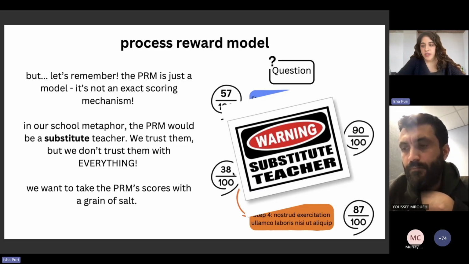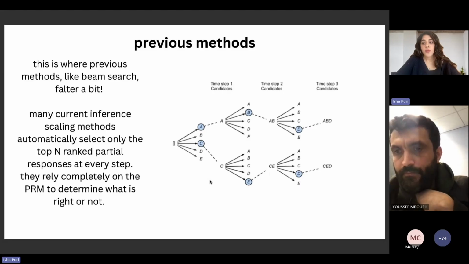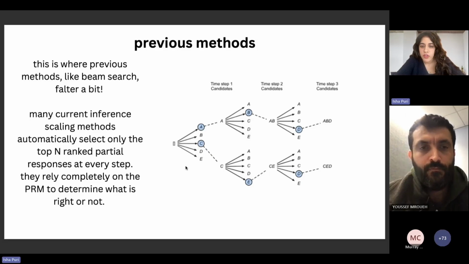Reasoning trajectories are subjective, and these models are just trained to give scores to partial answers, but you cannot necessarily only trust blindly what these models are saying. So this is where previous methods like beam search falter a bit. Let me quickly explain what beam search does.